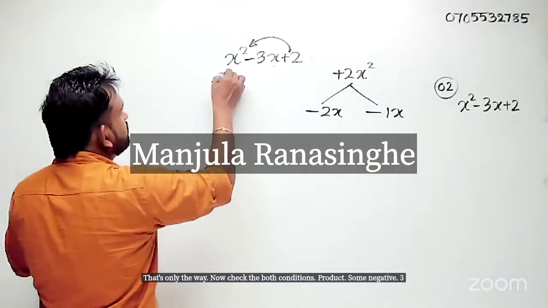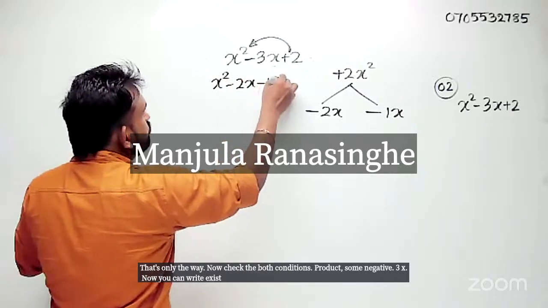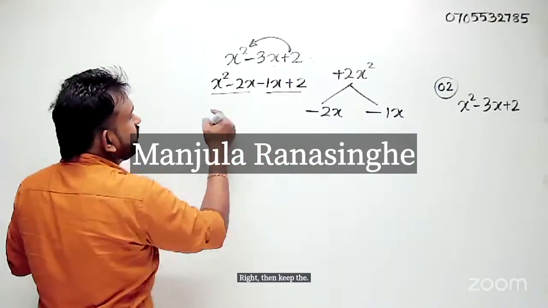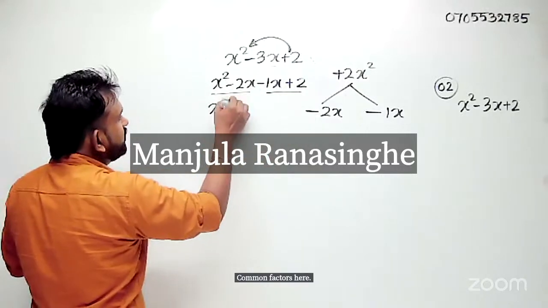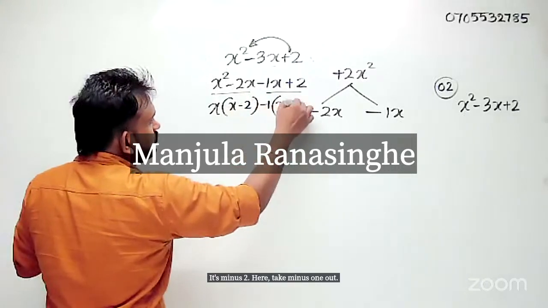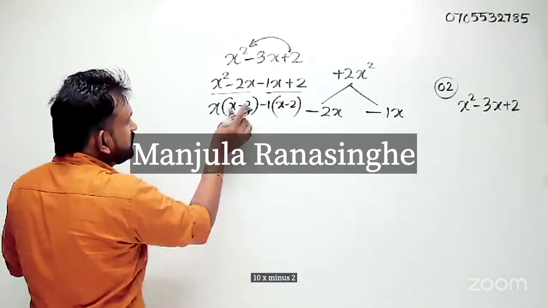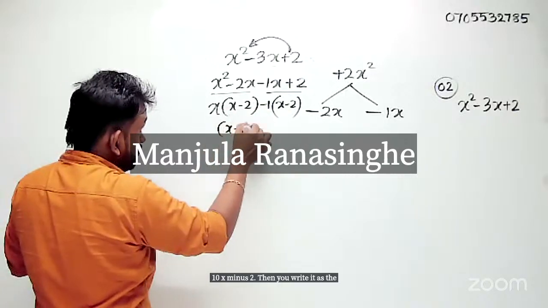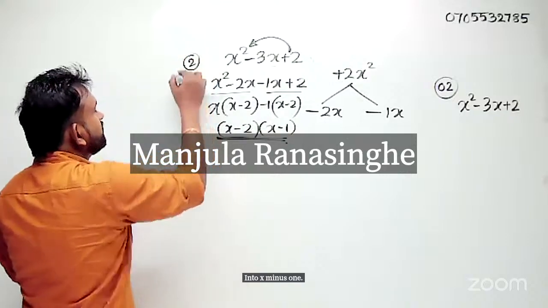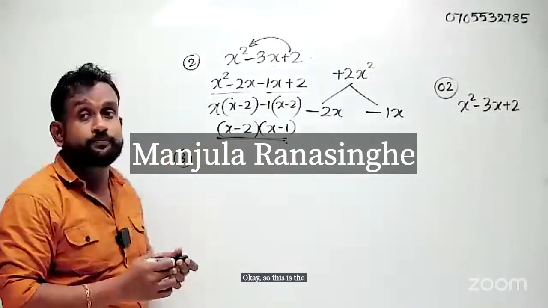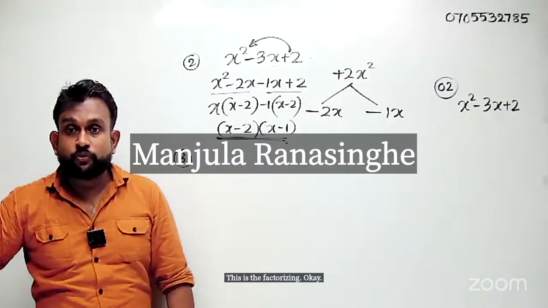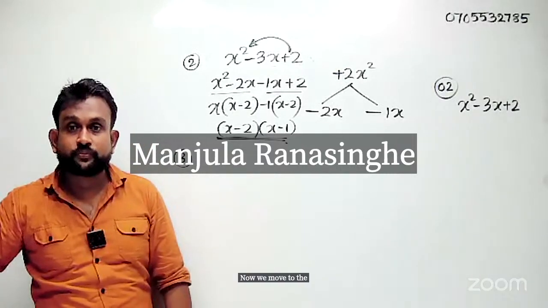Now you can write x squared minus 2x minus 1x plus 2. Then take out the common factors: take x out, x minus 2; take minus 1 out, then x minus 2. Then you write it as the common factor x minus 2 into x minus 1. So this is the second question, the factorizing.